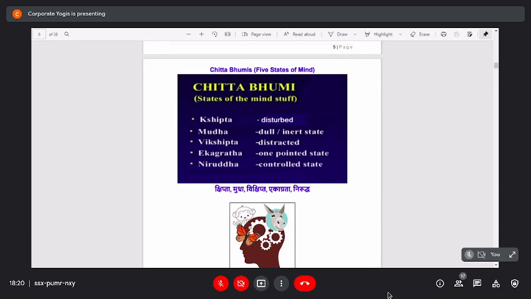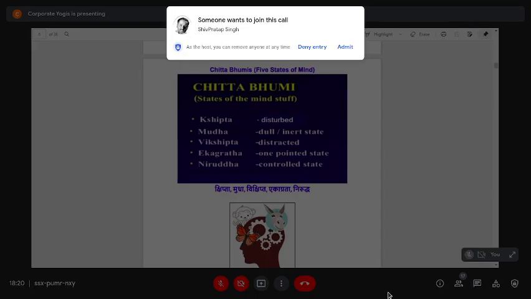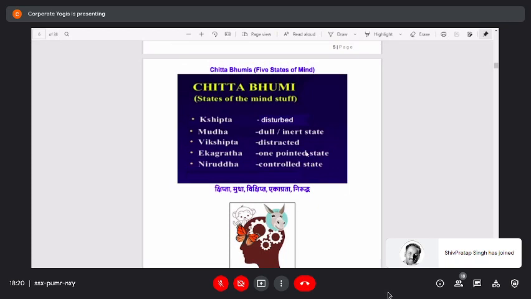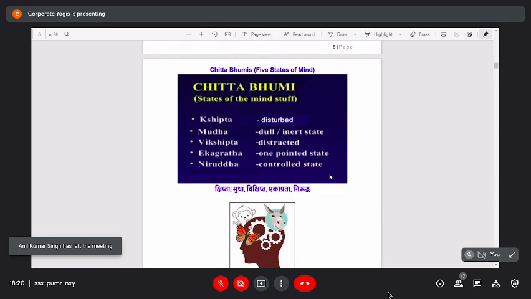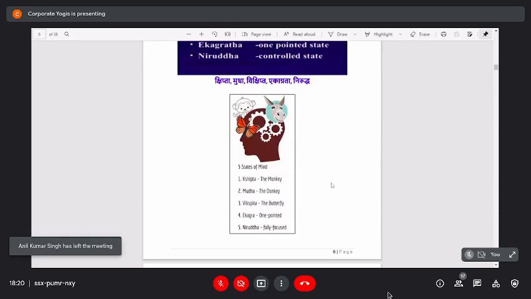Shipta means completely disturbed. Are we in the mudha state, that is completely dull? Are we in the vikshipta state, that is distracted? Are we in the ekagra state, that is a one-pointed state where we are completely concentrated, or are we in the niruddha state? That is the yogic state where we have gone beyond concentration, more of the samadhi stage. You can consider these the states, but there is also one good shortcut to remember it.